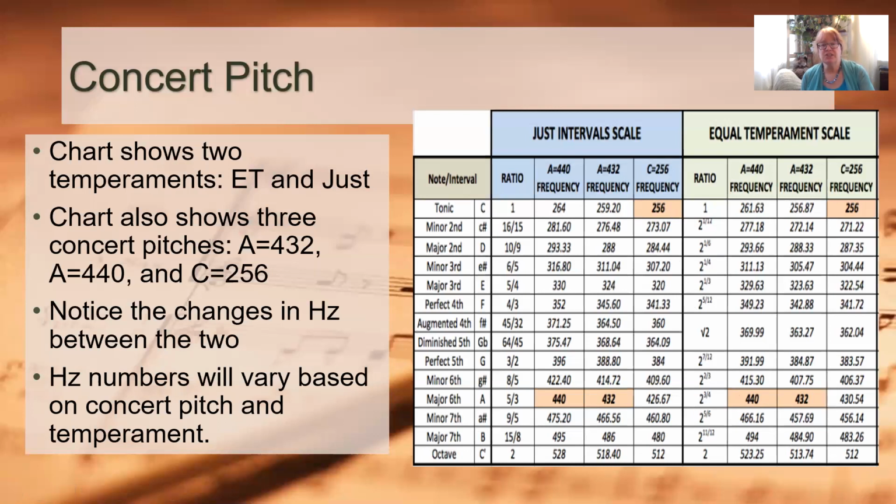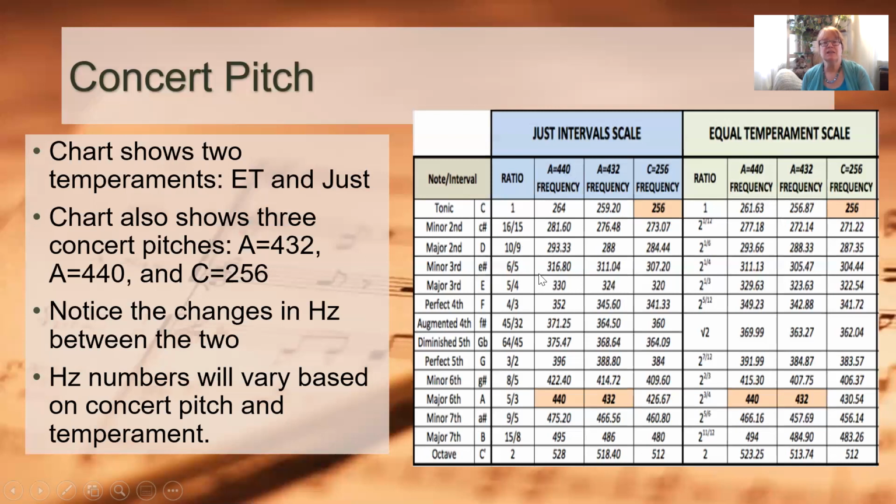You're going to notice on the just scale, let's pick a different note. Let's take a look at C right at the top, because this is based on A. You have 264 hertz in the just scale, right there, for a middle C. In the equal tempered scale, it's 261.63 hertz. Slightly lower in the equal tempered scale than it is in the just scale. In the 432, it's 259.20 in the just scale, but in the equal tempered scale, it's 256.